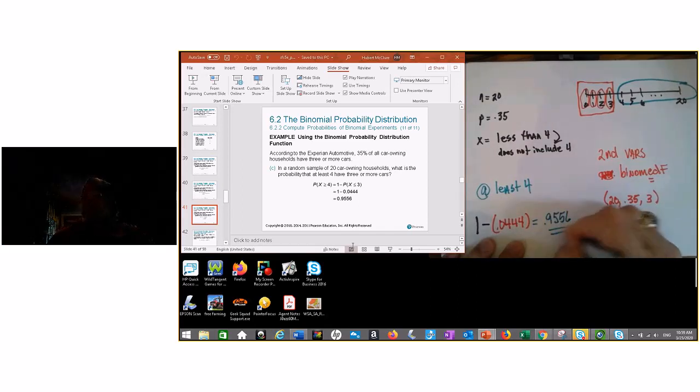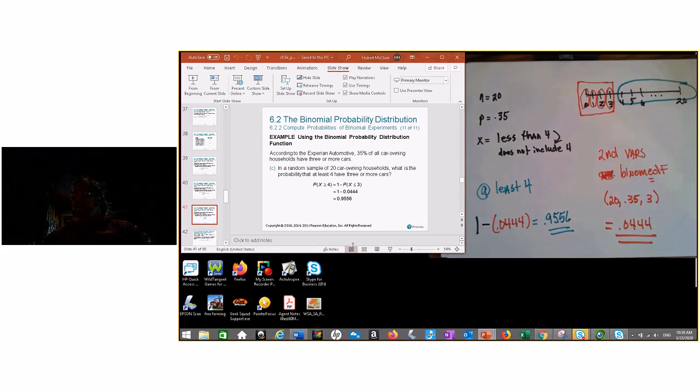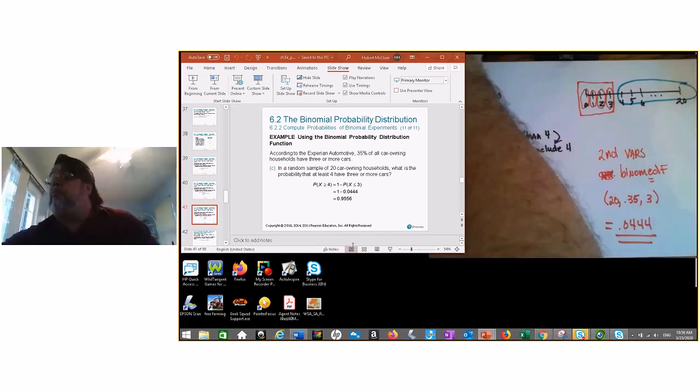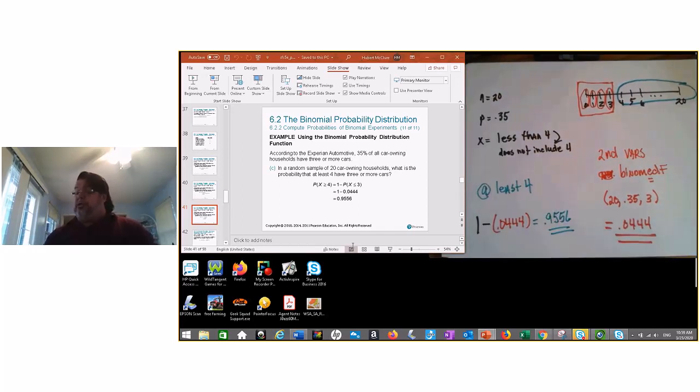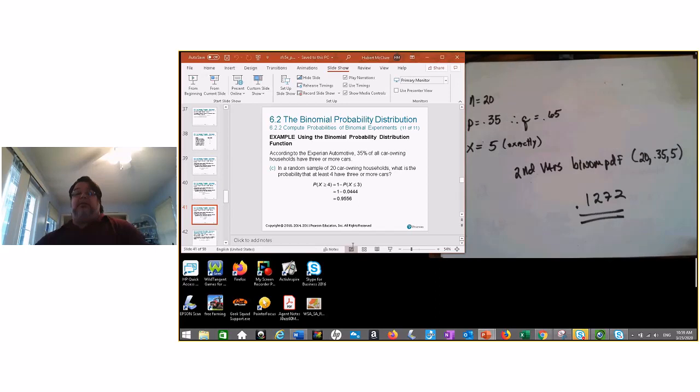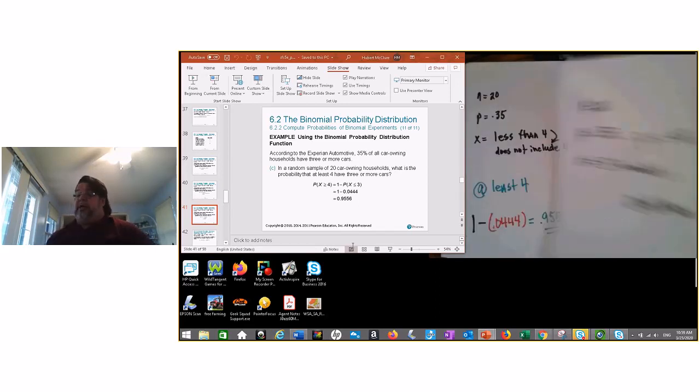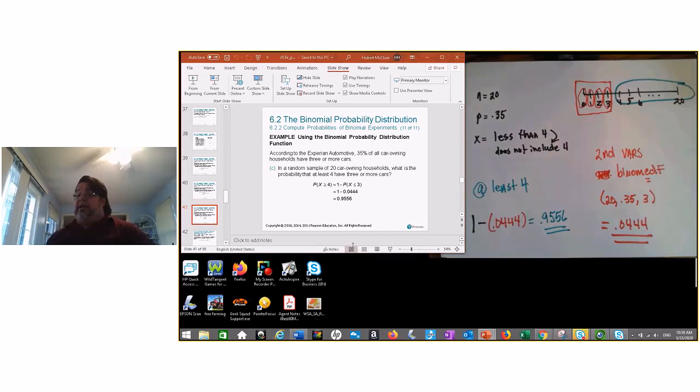So here's the three type questions you would get. You would get exactly, you would get less than, and you would get greater than, or at least. And those are the three type questions that you would get in this first section of 6.2.